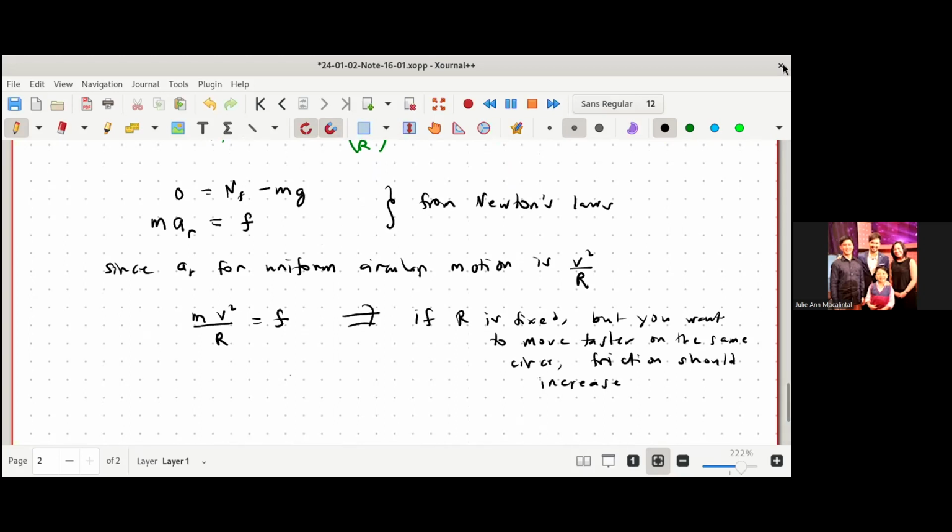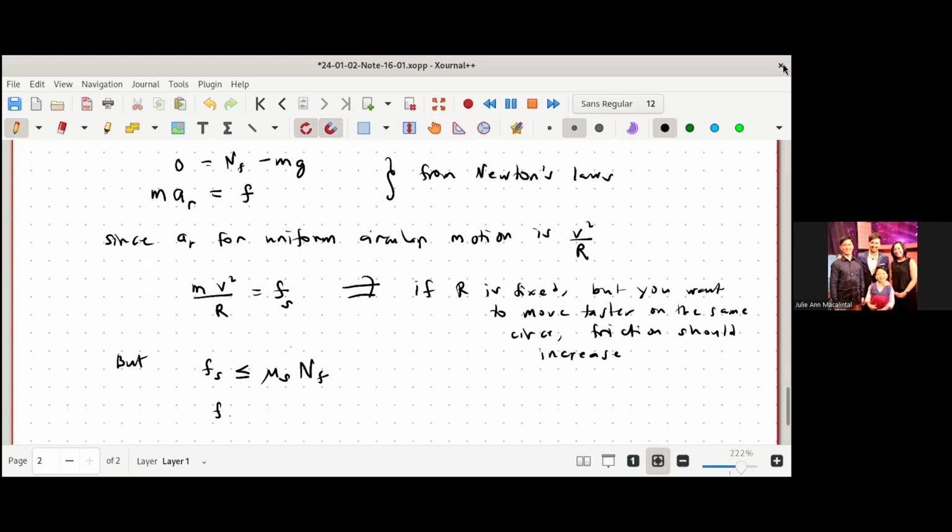Ngayon, alam natin na yung static friction may maximum, di ba? So assuming static friction yung at work, Fs is less than or equal to mu s times the normal force. Here, the normal force is just mg.